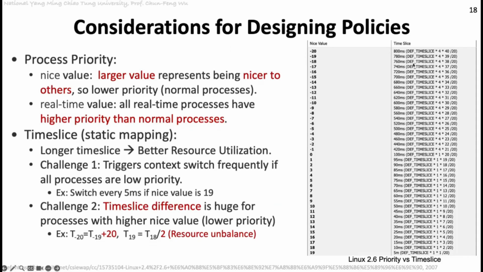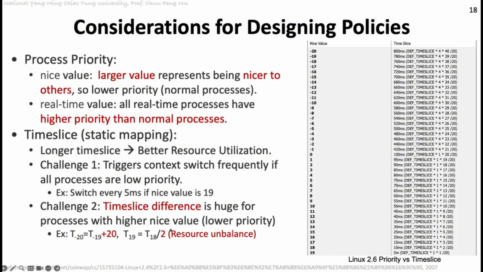It doesn't really feel like much of a difference, because even if you only get 780 instead of 800 milliseconds, that's only about a 5% reduction. So it doesn't really matter that much, right? But if you are a low priority process, you only get nice value 19 or 18, and it matters a lot, because 19 can only get 5 milliseconds, but 18 gets 10 milliseconds. Comparing 5 milliseconds to 10 milliseconds, it is twice as much. So it matters a lot.